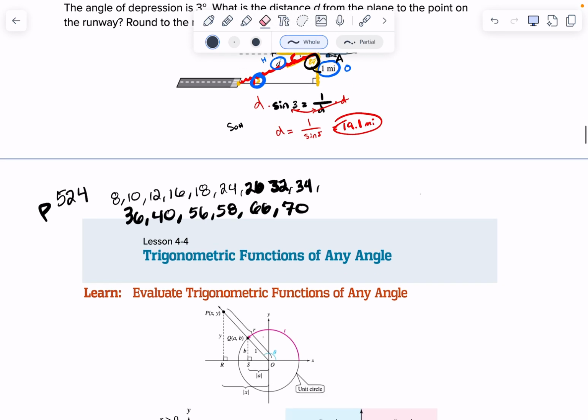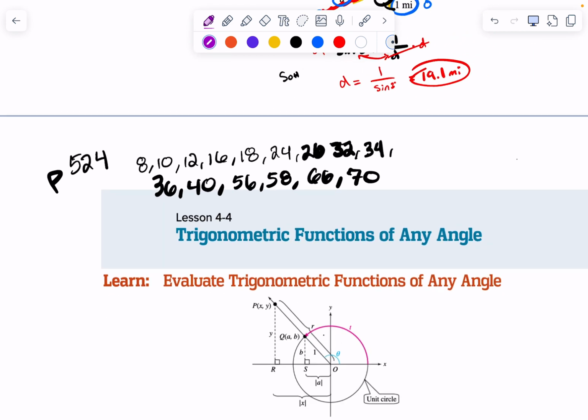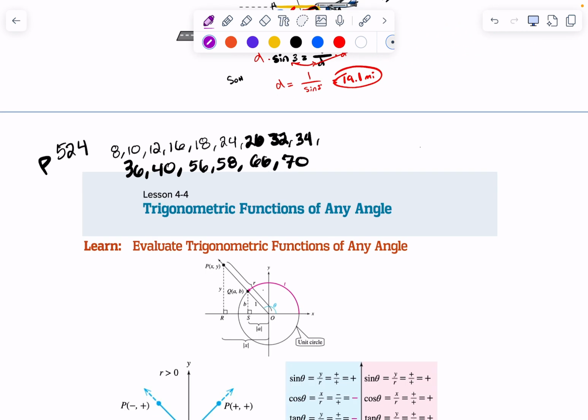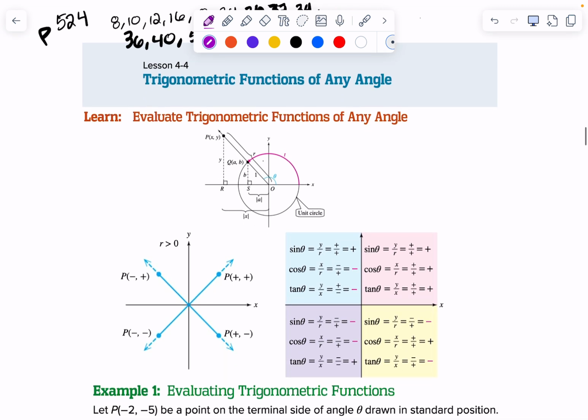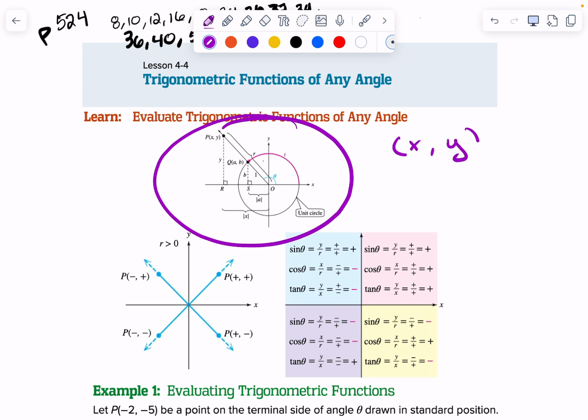Hey girls, Chloe and Avalee, we're going to do a little bit into 4-4, not too much. Here's homework problems for this, but we'll just go through a little bit of this. When you guys are using your unit circle, which one is X and which one is Y?